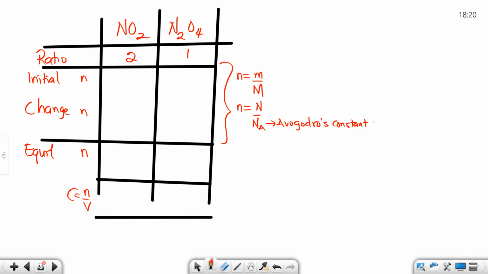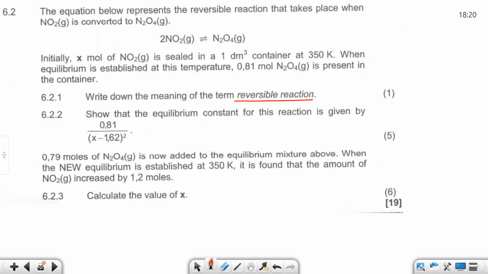All right. They can also give you concentration from the beginning. Know that n equals CV, or C equals n over V, right? Good. All right. We have one reactant and we have one product. Just for emphasis, one reactant and one product.